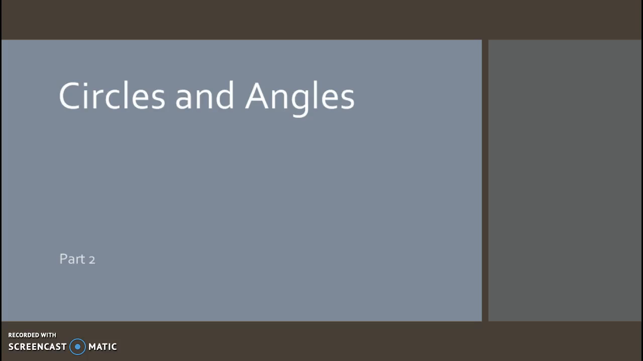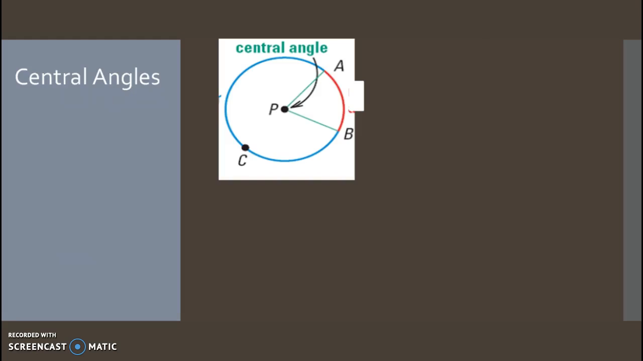We're going to keep looking at circles and angles, and we're going to look at a different type of angle. So for a quick review, we started with central angles, where we said if it comes from the center of the circle, it's a central angle, and a central angle is the same as the intercepted arc. So for example, if in this problem this arc was 81 degrees, my angle would be 81 degrees. They're always the same.